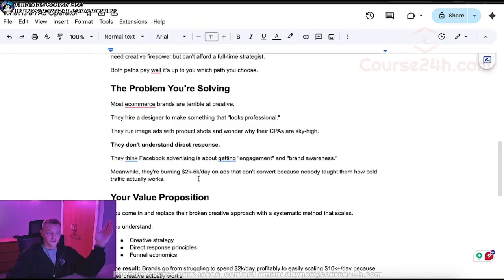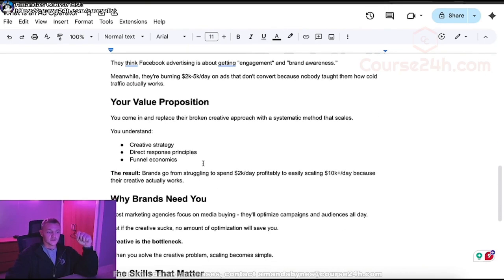And they're burning thousands on ads, and they maybe even lose money, or they're breaking even, or making a little bit. And then you come in as their in-house creative strategist, or you give them deliverables. And if you can come in, you know the creative strategy, you know direct response principles, and you know funnel economics, you can go in and get a brand that's struggling to spend 2k a day profitably and get them up to spending 10k a day profitably. Most of these brands have money to spend, they just don't know how to spend it properly.